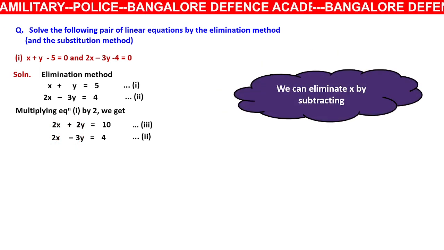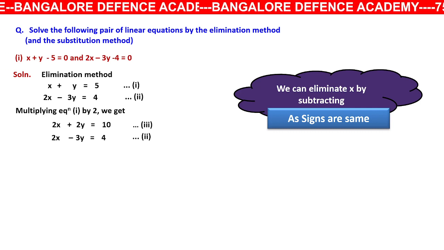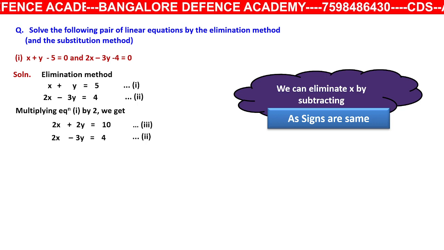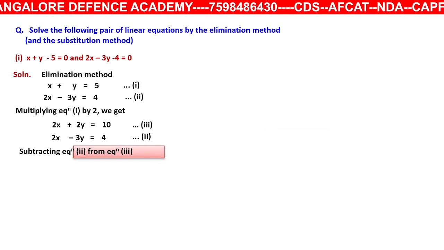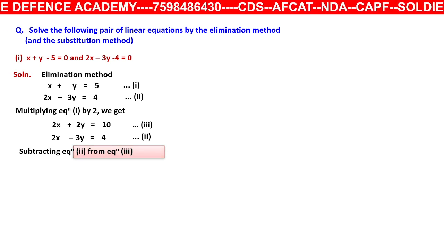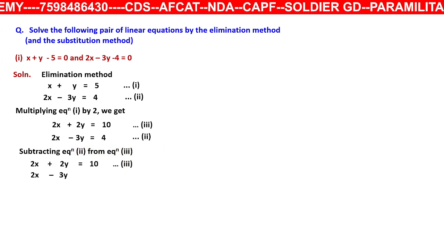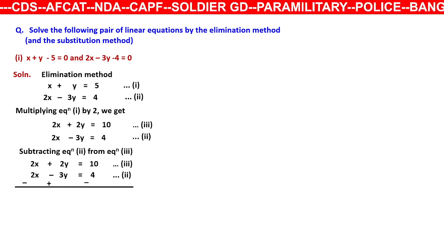So we can eliminate x by subtracting, as the signs are the same. If the signs are the same, you have to subtract. If the signs are opposite, then you have to add. So now I have to subtract. Subtracting equation 2 from 3, I get 2x plus 2y is equal to 10 and 2x minus 3y is equal to 4. So I change the sign here. I will write minus plus minus.